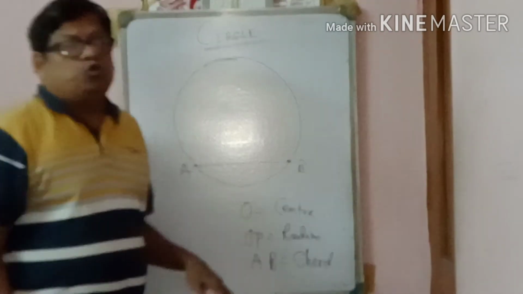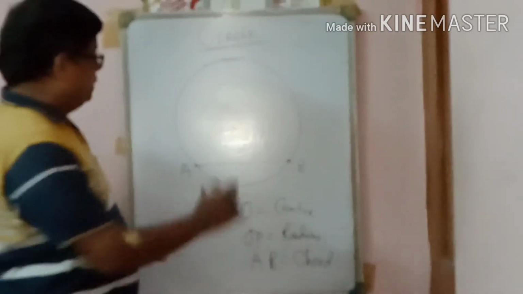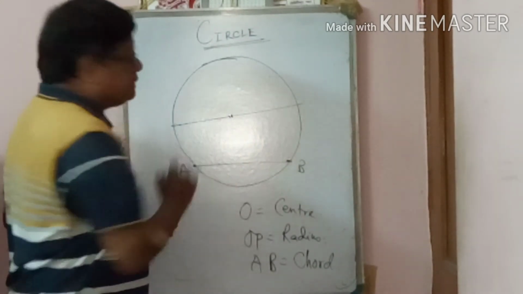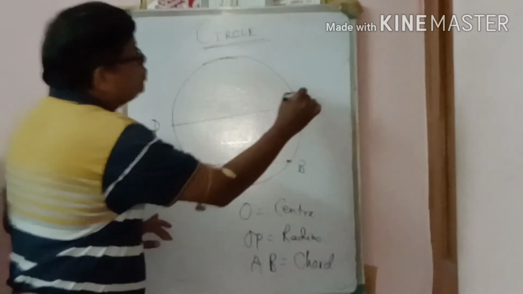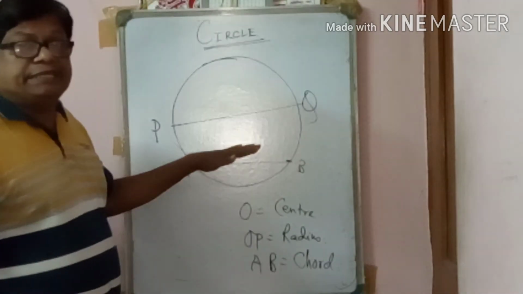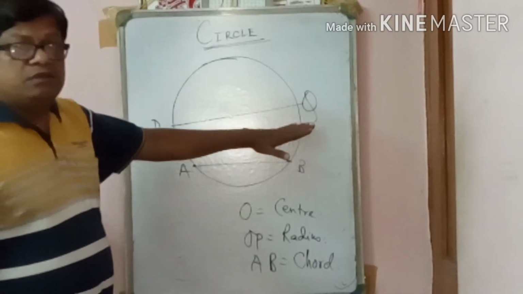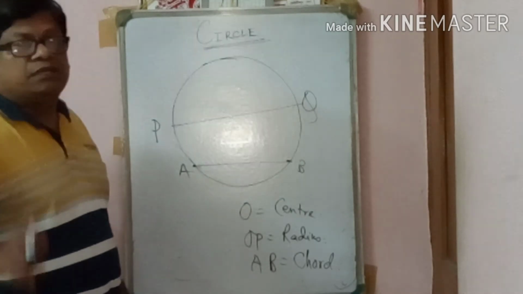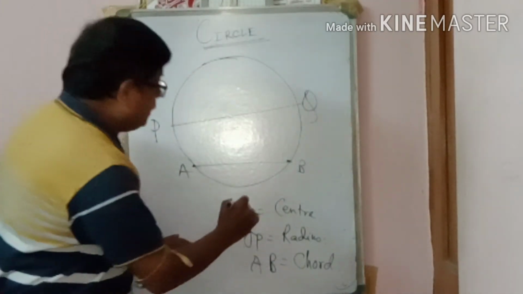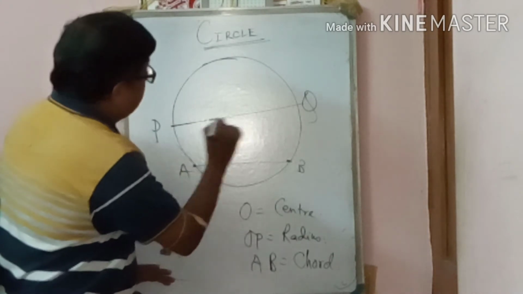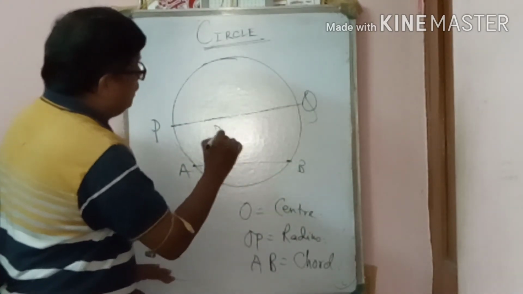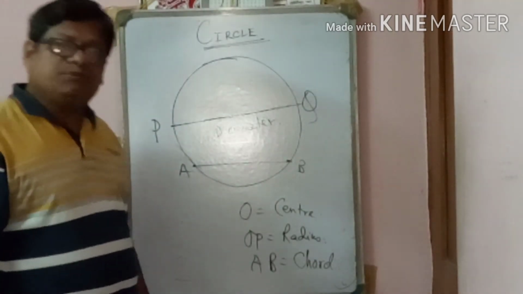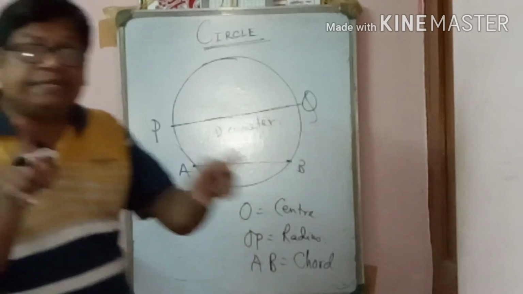The greatest chord is the one which passes through the center. Suppose this is the center. So you join here. See, this is the center. P, suppose Q. This is the greatest chord which passes through the center. So PQ is called its diameter. Right. PQ is called diameter.